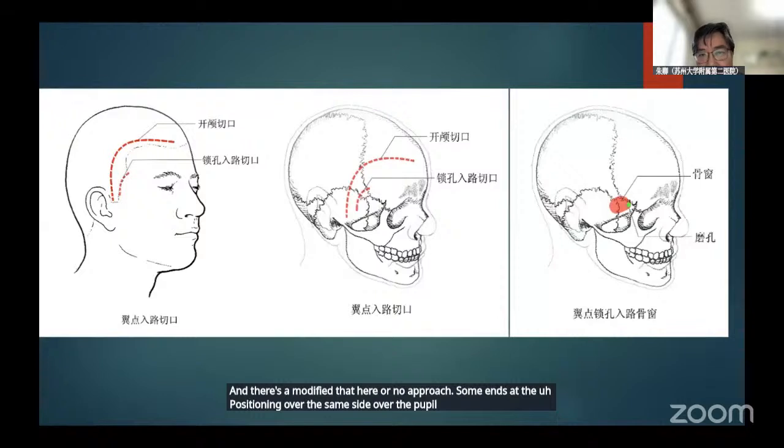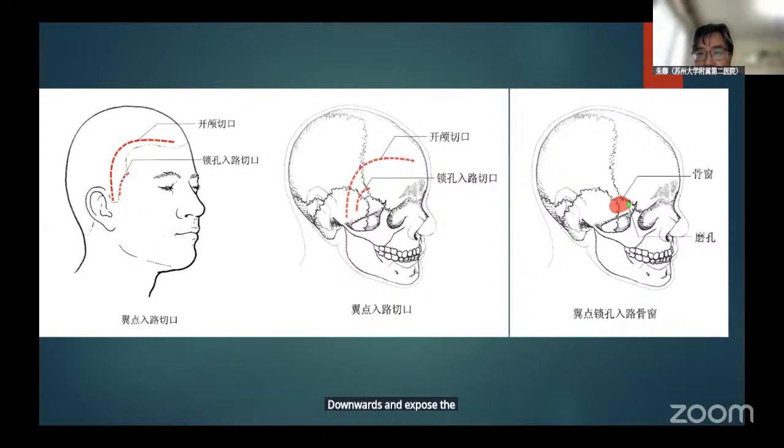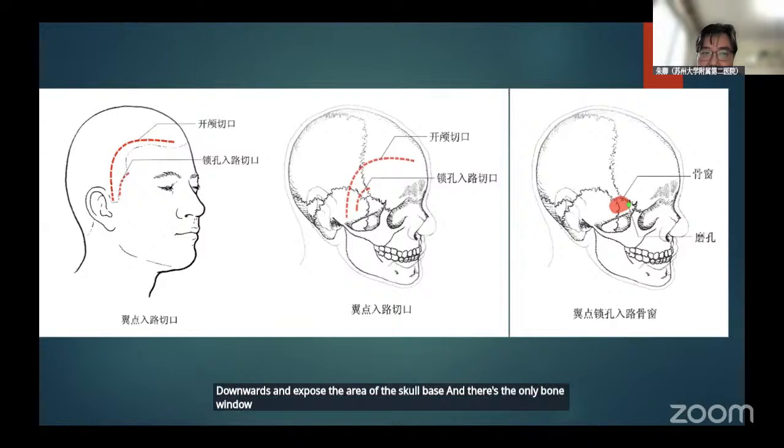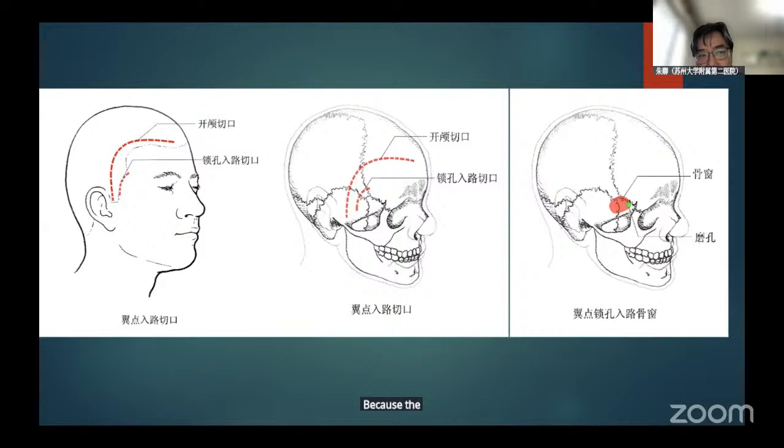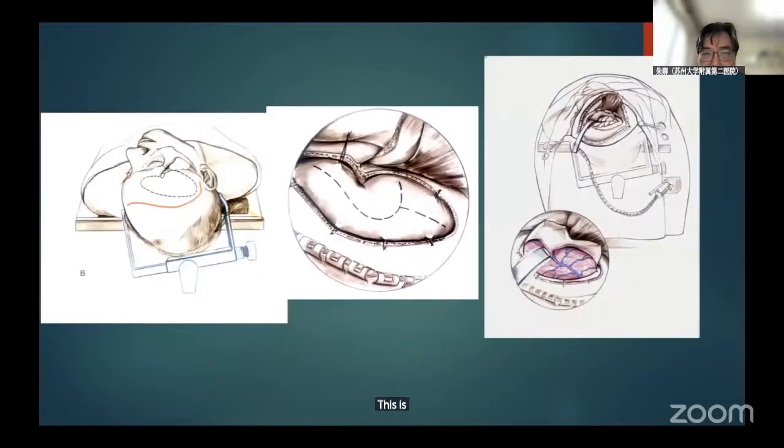Such a large skin incision is made to allow the skin flap to flip downwards and expose the area of the skull base. The only bone window truly needed is a smaller part, as shown in the figure, because retraction of the brain tissue can lead to brain contusion. This is a schematic diagram in a surgical atlas, showing that the skin incision is much larger, the craniotomy is smaller, and the dural incision is further reduced. The space available for opening the Sylvian fissure is only about 2 centimeters from the proximal end.